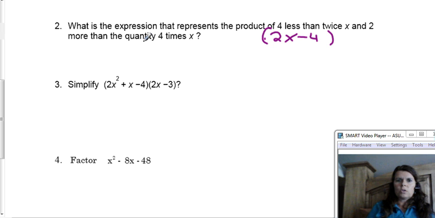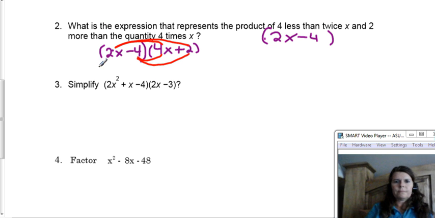And then the other one says 2 more than the quantity of 4 times x. So 4x plus 2. So if I take this 2x minus 4 and multiply by 4x plus 2, and now you just distribute the first thing to both things, and then the second number, negative 4, to both things. In my classes, I call that mailman, paperman, meaning that the mailman has to go to both houses, and then the paperman has to go to both houses. So go ahead and multiply that out.